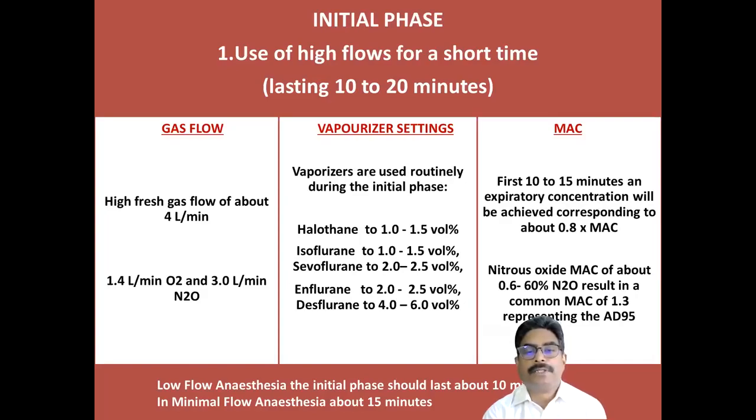Coming to the vaporizer setting, you use halothane 1 to 1.5, isoflurane 1 to 1.5, sevoflurane 2 to 2.5, enflurane 2 to 2.5, and desflurane 4 to 6. In the first 10 to 15 minutes, the expected concentration will slowly increase and achieve 0.8 MAC. If you add nitrous oxide, it will add 0.5 to 0.6 MAC, so in total you will get 1.4 MAC. So the low flow anesthesia initial phase should last for 10 minutes. In minimal flow anesthesia, it should be extended for 5 more minutes, to 15 minutes.